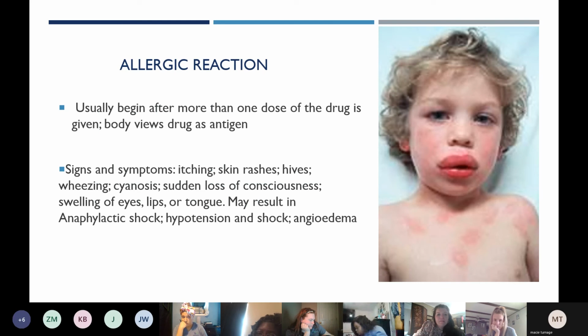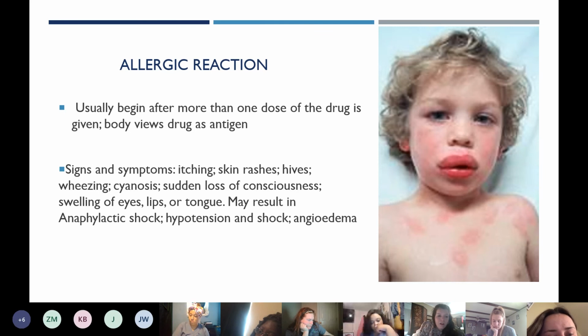So, allergic reactions. Y'all have heard of people being allergic to medications, obviously. Y'all are probably allergic to medications. They usually begin after more than one dose of the drug is given. So sometimes people can get penicillin and do fine, and then the next time that they receive penicillin, their body attacks. Their body goes into reaction mode. So just because someone has had a drug previously does not mean they will always be able to have that drug. Allergic reactions can develop at any time in someone's life, okay?